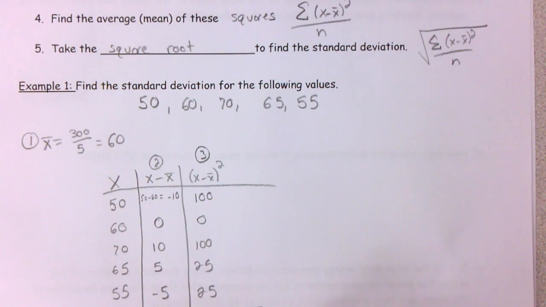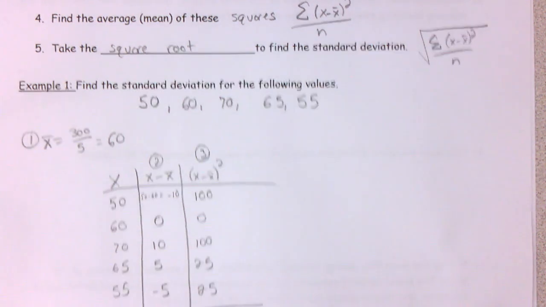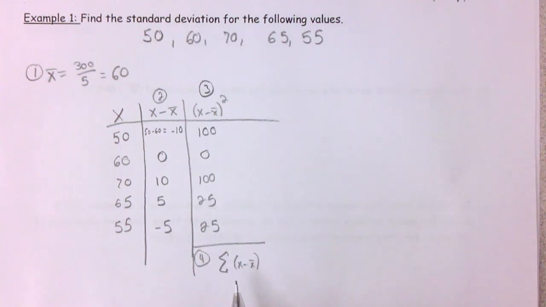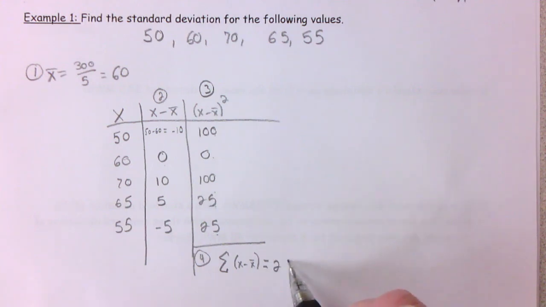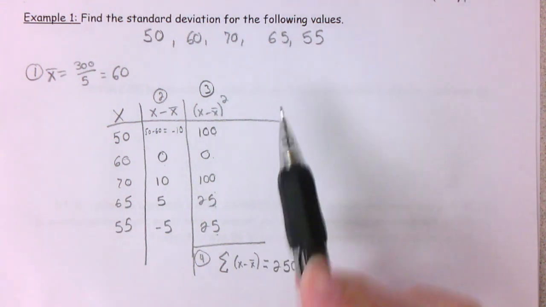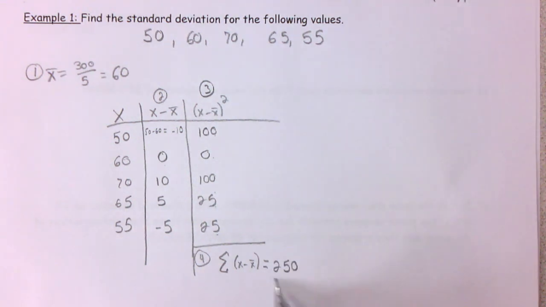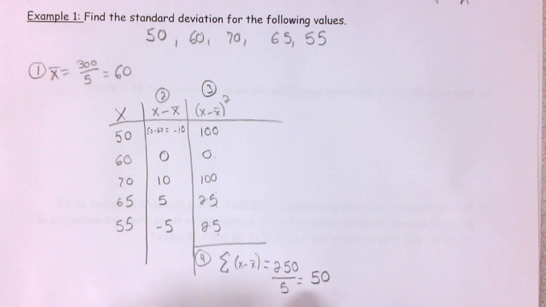So if I want to sum x, that's what this looks like. I know this looks really complicated because it's like a big math symbol, but all this is telling you is to add all these together. So when I add them all together, I get 250, but I want to find the average, so I divide that by 5 and get 50. Okay, so this is all step 4 down here.